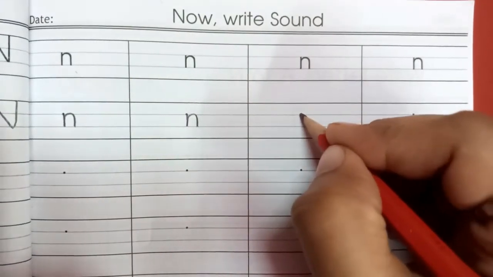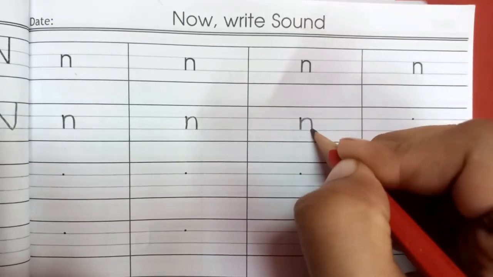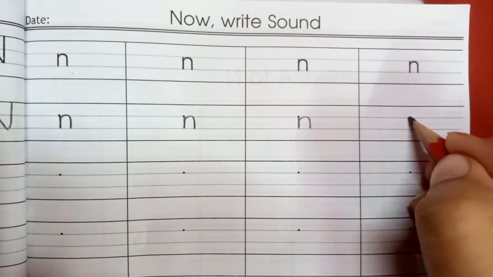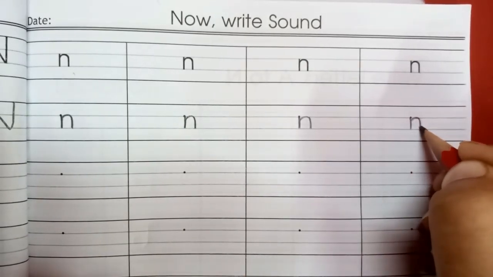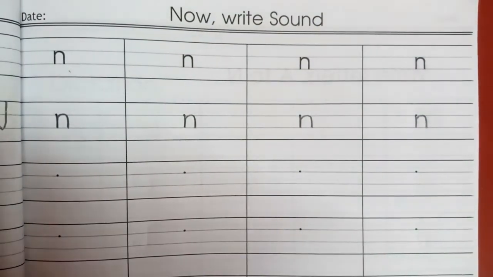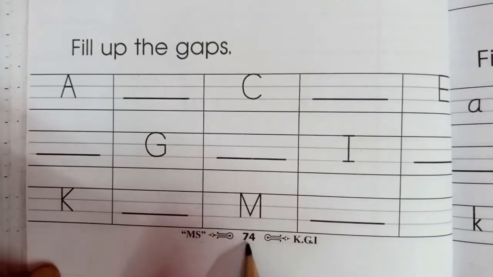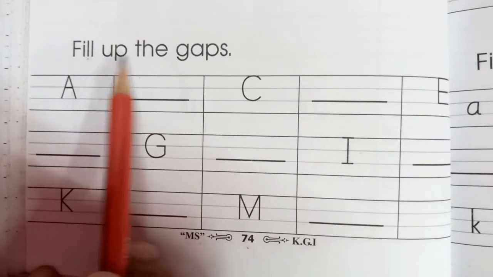N. Okay, sound N. Up, bend, then touch the ground. N, N for nose. N for nail. N for nest. N, it is sound N. Okay, kids, now come to page number 74. Here we will do fill up the gaps.